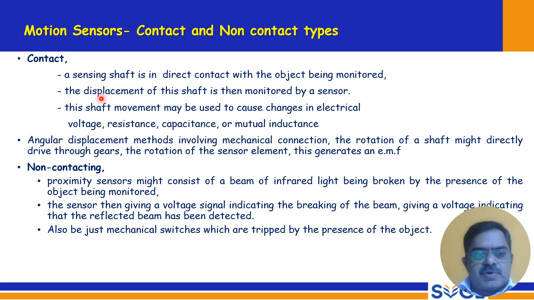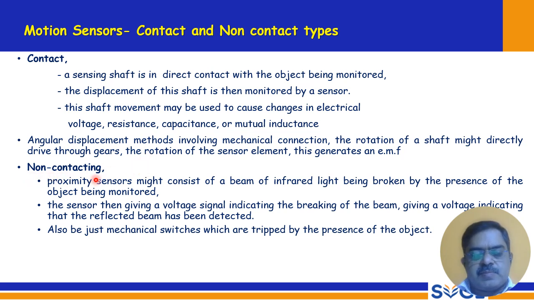So contact type, a sensing shaft is in direct contact with the object being monitored, and that is contact type. The displacement of this shaft is then monitored by a sensor. This shaft movement may be used to cause changes in electrical voltage, resistance, capacitance, or mutual inductance. So angular displacement methods involving mechanical connection, the rotation of the shaft might directly drive the gears. The rotation of the sensor element generates the EMF.